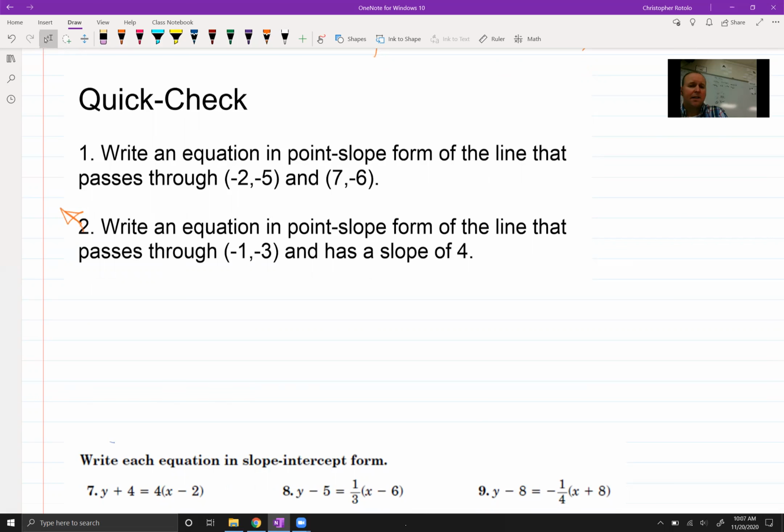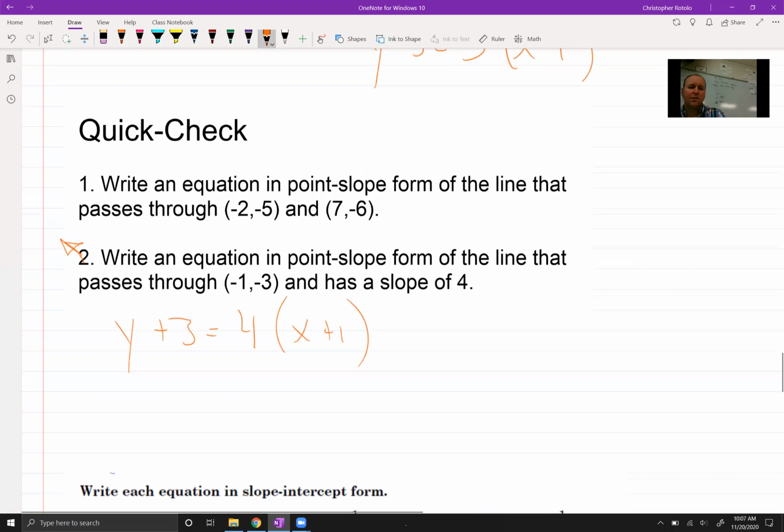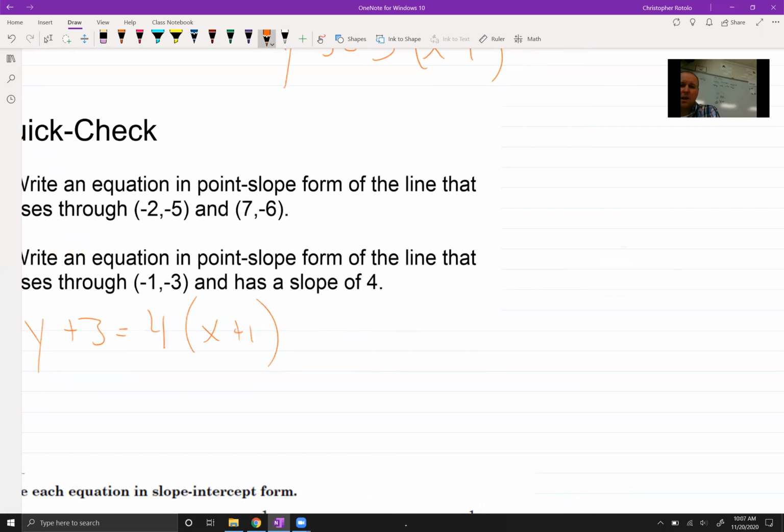All right, welcome back. So we had y plus 3 equals 4 times x plus 1. That takes care of number 2. Number 1, we had to find the slope. So what did you find? Negative 6 plus 5, 7 plus 2. All right, so we got negative 1 over 9.